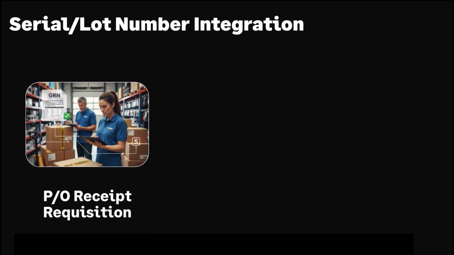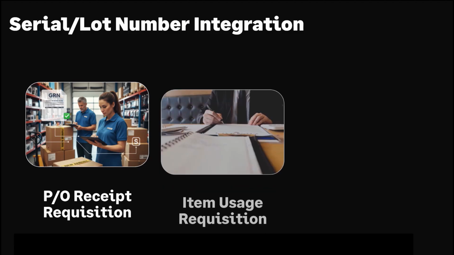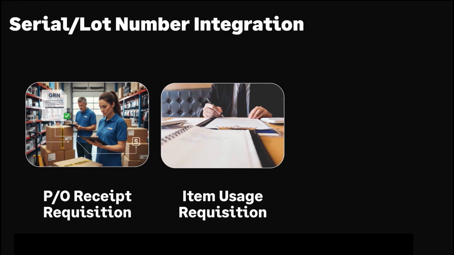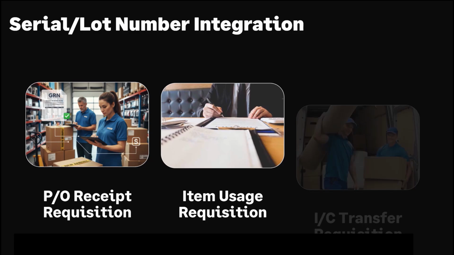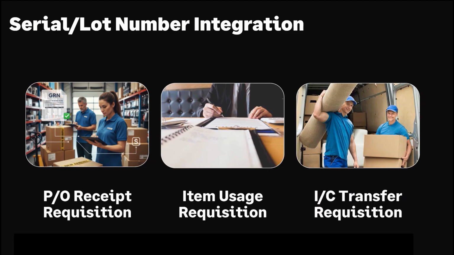The first transaction is the PO received requisition. When you do goods receiving, you can specify the lot or serial number. The next one is item usage. When warehouse staff issue items, they can specify the serial or lot number. Also, for the IC stock transfer requisition, when you transfer stock, you can specify which serial or lot number you want to transfer.